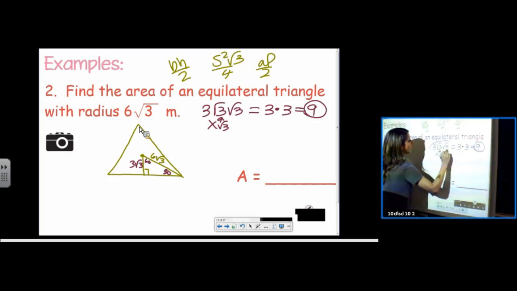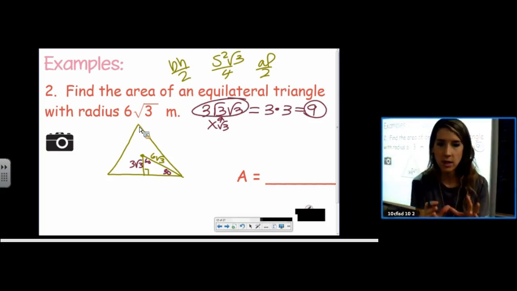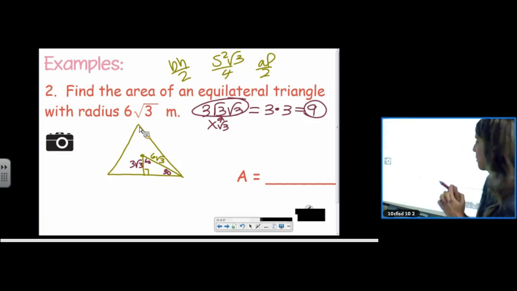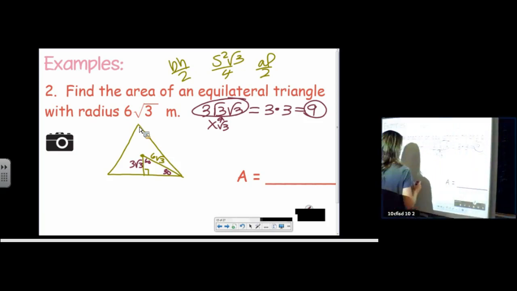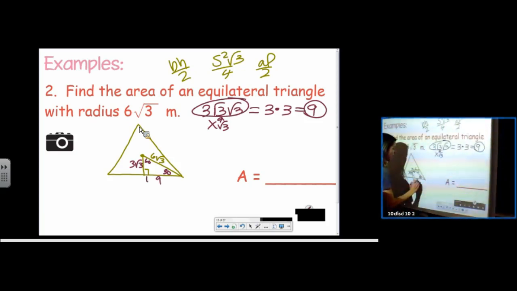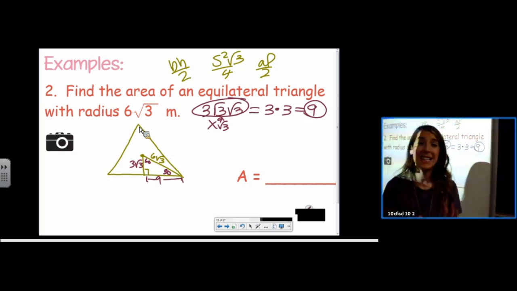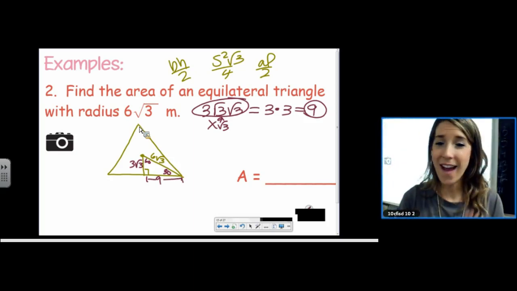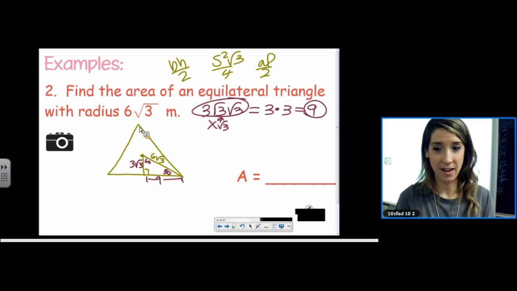Can you put this in your calculator? Absolutely, you can put it in your calculator, okay? You have permission. Now be careful. This is what students do. They go and they think that the side is 9. So be careful. We didn't find the side. We only found half of the side.